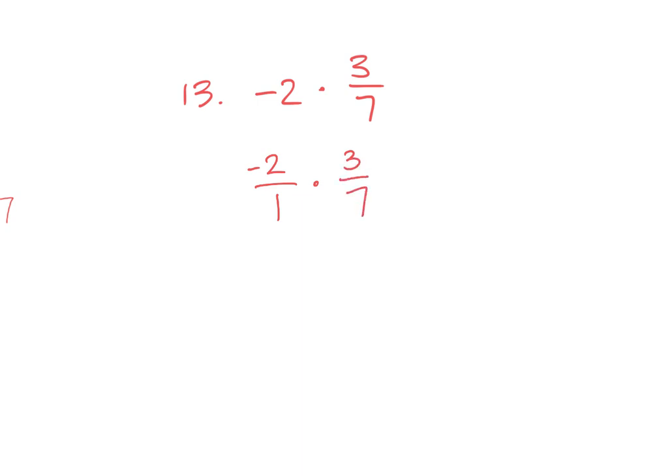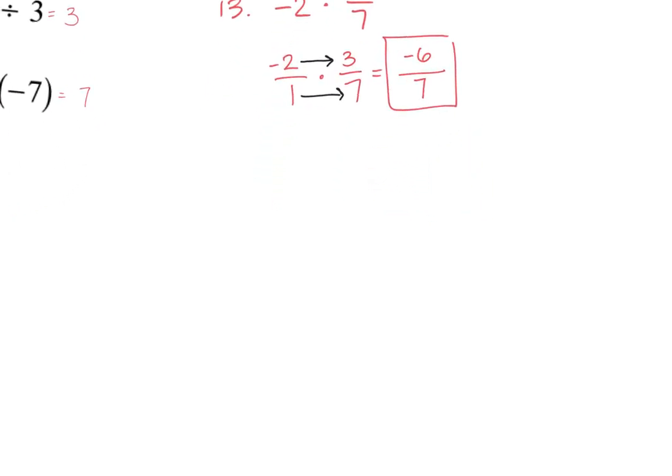Now, when you multiply fractions, do not cross multiply, okay? You multiply straight across. So we take this negative 2, we multiply it by the 3. Negative 2 times 3 will give me negative 6 in my new numerator. Then I take my two denominators, which are the bottom numbers, and I multiply those by each other. So 1 times 7 is just 7, so my final answer is going to be negative 6 over 7, okay?